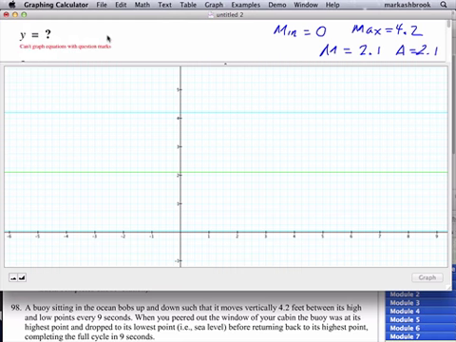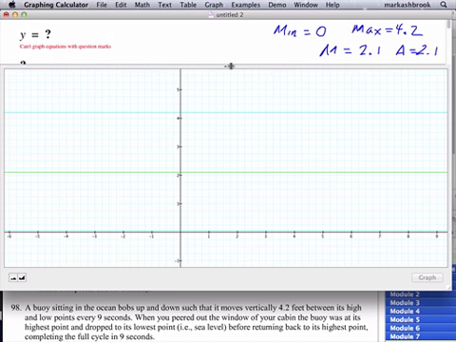Okay, we have a good start here. So we got the midline at 2.1, so it's going to go up and down between 0, sea level, and a max of 4.2. And it says when we look out the window, it was at its highest point. And then in 9 seconds, it was back to its highest point. Is that right? Full cycle in 9 seconds.